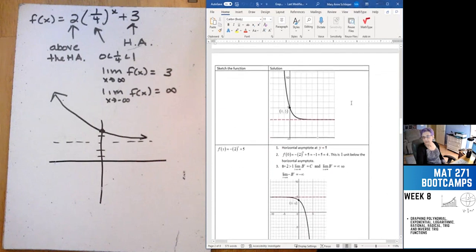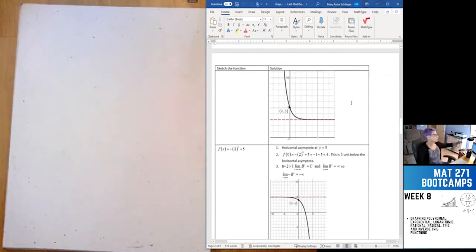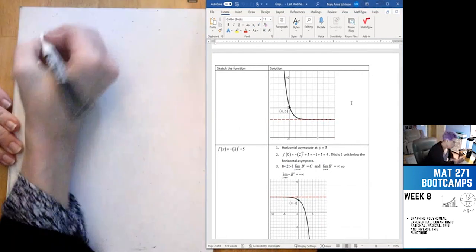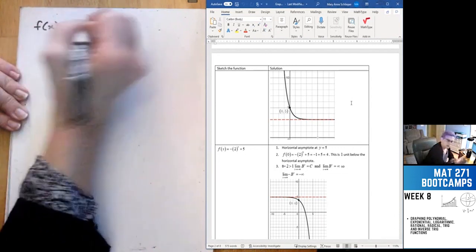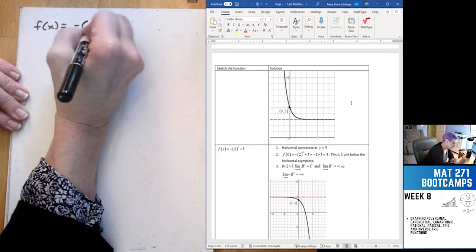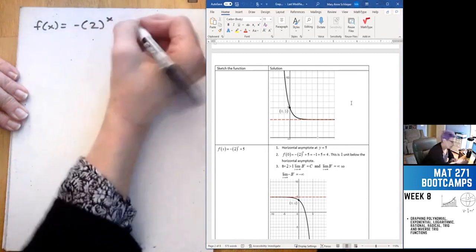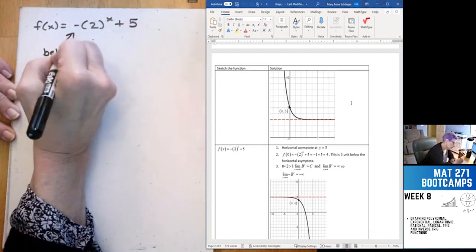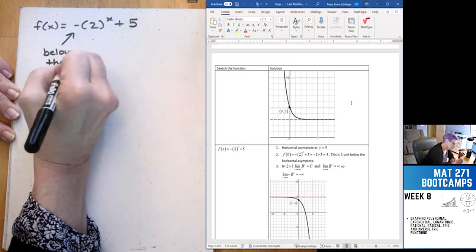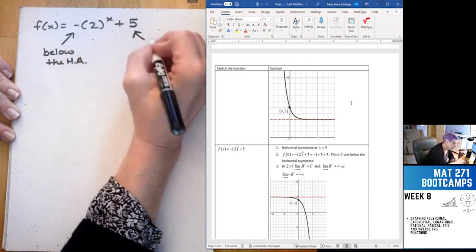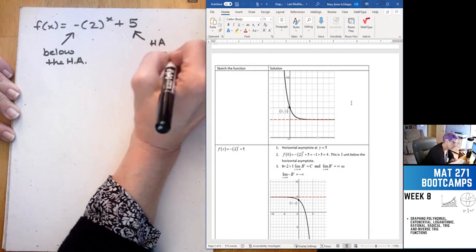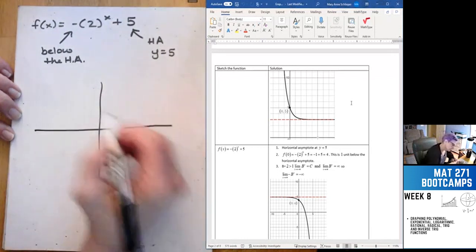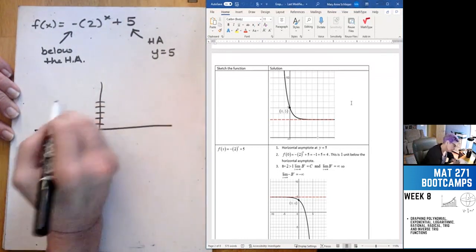Okay. Just for completeness, you know I have to do 2 that live below the horizontal asymptote. F of x is negative 2 to the x plus 5. So it's going to be below a horizontal asymptote that is y is equal to 5. 1, 2, 3, 4, 5.